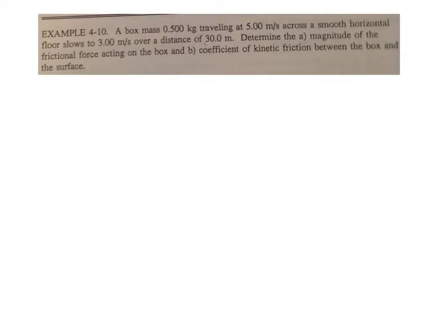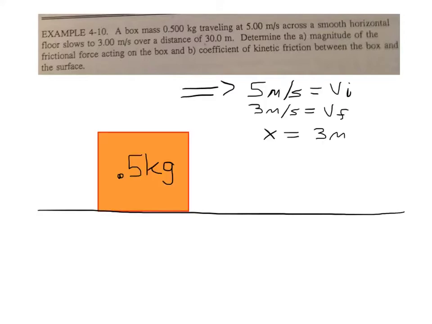The best thing to do here is step 1, always draw your diagram. So we have all our variables. We have our 0.5 kilogram box. The 5 meters per second represents the v initial. The 3 meters per second represents the v final. And the displacement, which is not 3 meters, it's 30 meters. Now we want to find the magnitude of the frictional force.